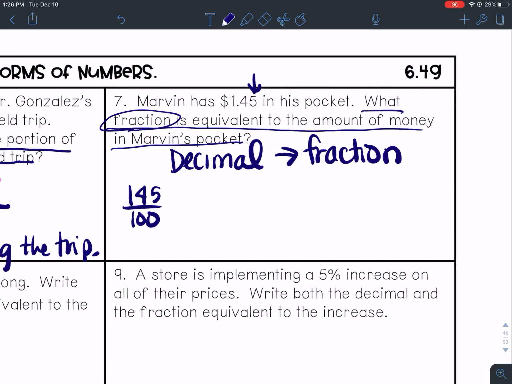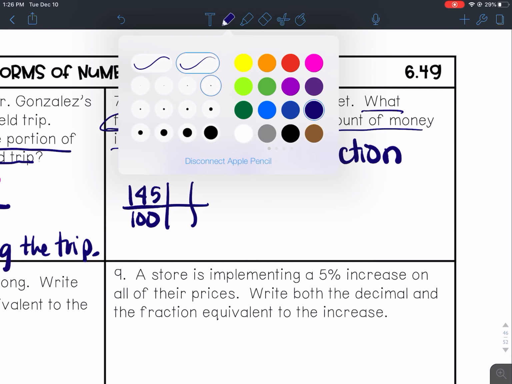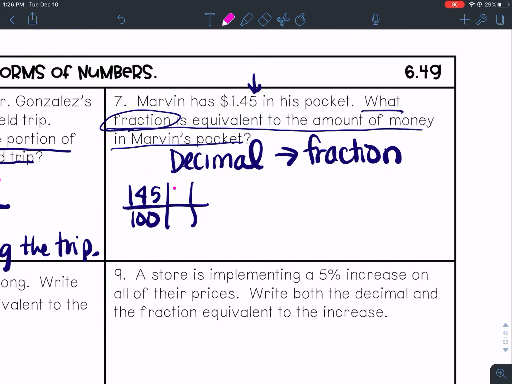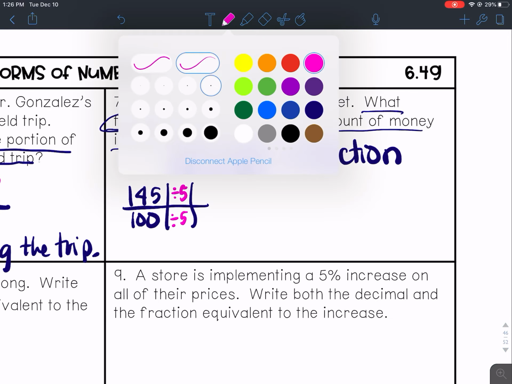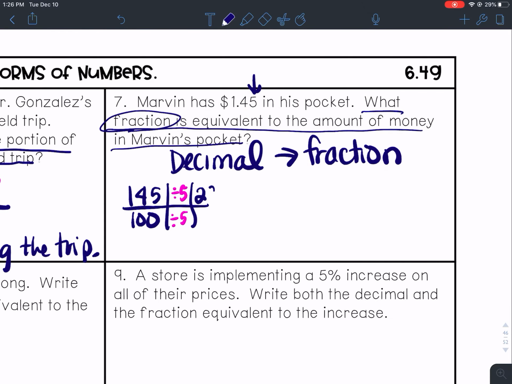And if you look at your foldable, one of the biggest things I said was make sure you simplify. So I'm going to divide it. They both end in a 5 and a 0, so I can divide it by 5. 145 divided by 5 gives me 29. And 100 divided by 5 gives me 20. Okay, this is one of your answers.